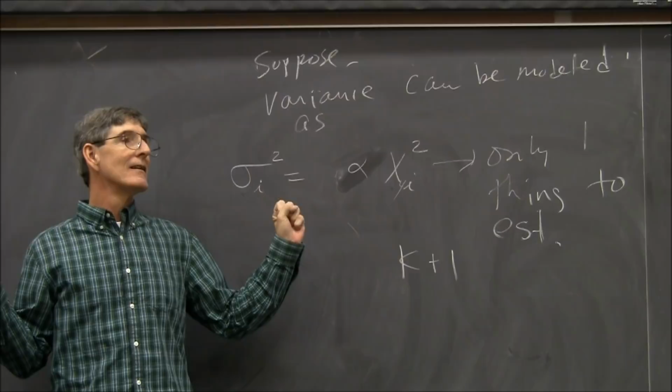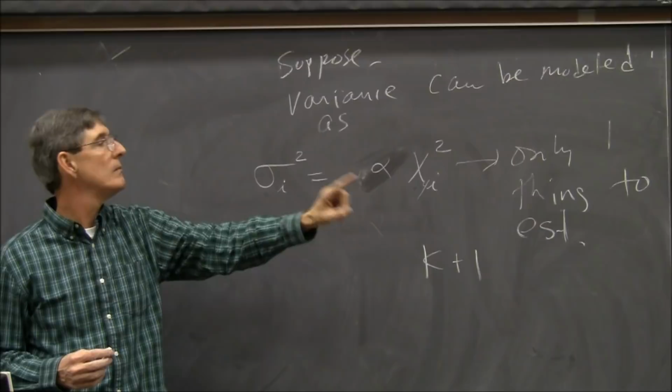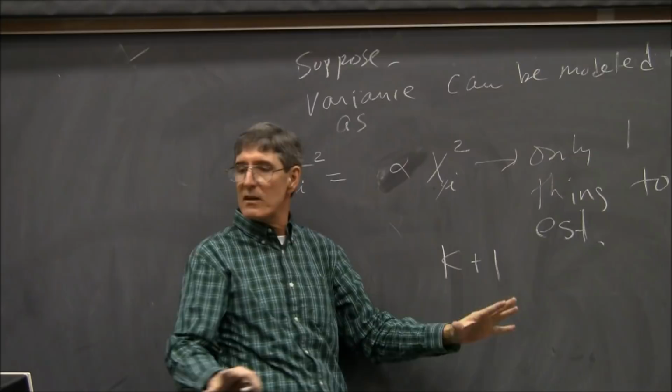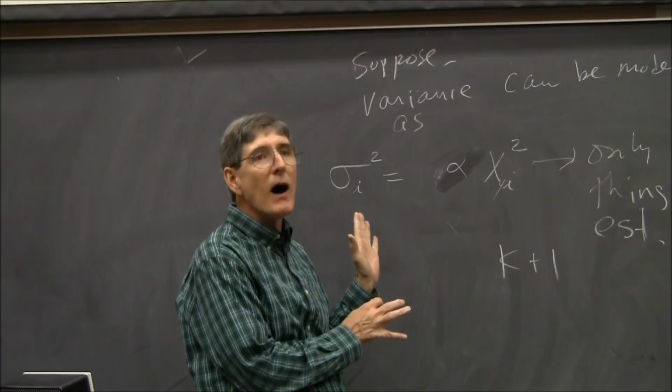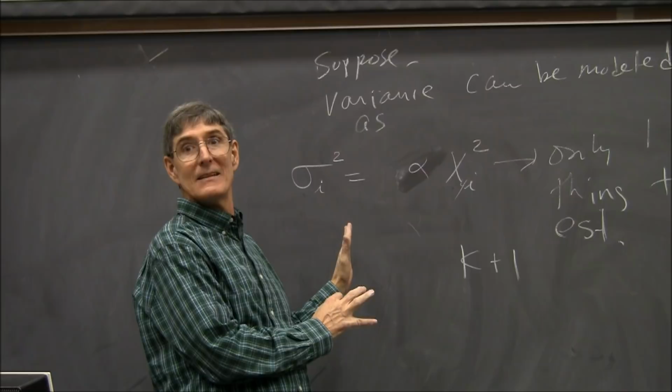And so by parameterizing the variance, we can reduce that problem to a simpler problem. We haven't talked about how to estimate this yet. This is just at a theoretical level, so you know what the issues are. We'll get there. We'll use these models to estimate this alpha later. But right now, we're going to use these models to come up with tests of heteroscedasticity.